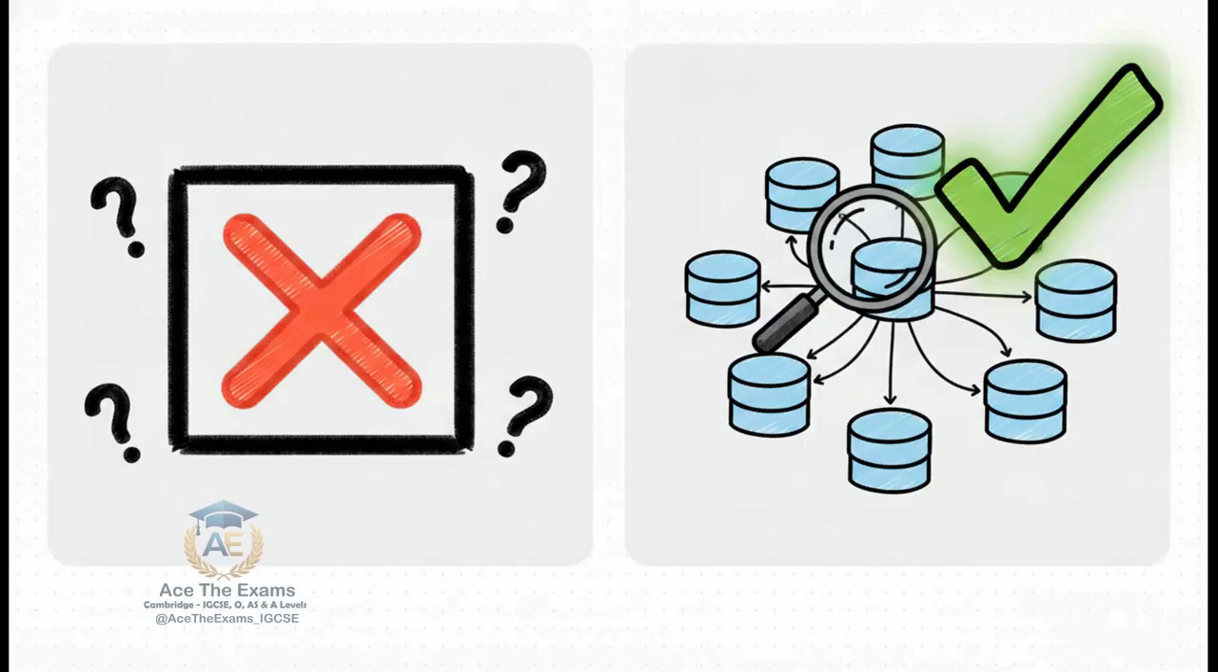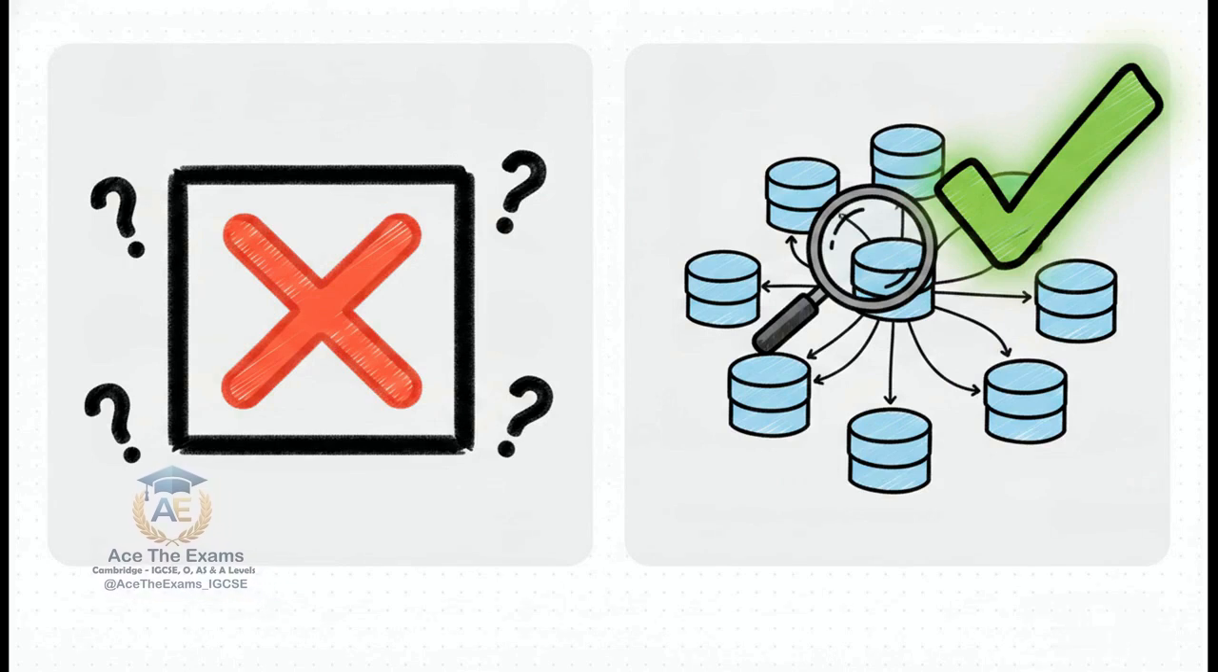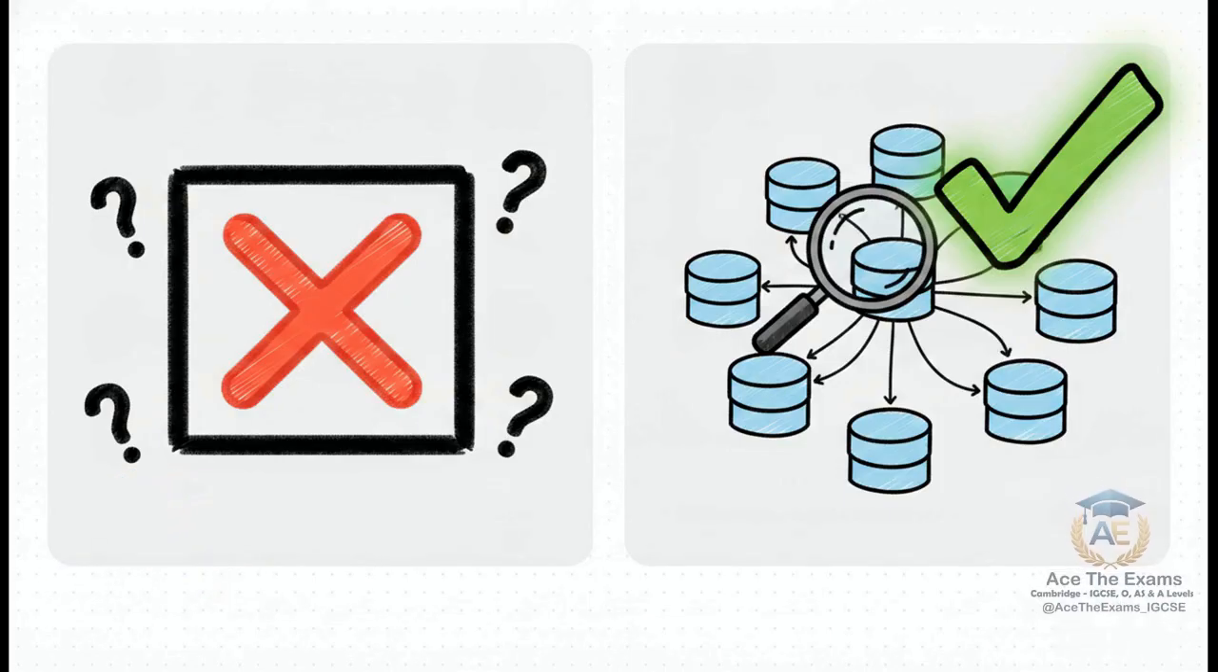Let's do a 30-second speed writing comparison to show you exactly how to transform a generic mark-losing sentence into a context-specific, PEEL-structured masterclass. Look at the flawed example first. Normalization reduces data redundancy. Okay, it's technically true, but it's totally generic. An examiner reads that and thinks, okay, you've read a textbook, but you haven't read my exam question.